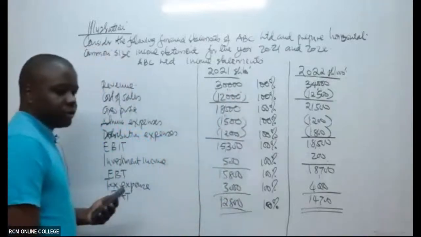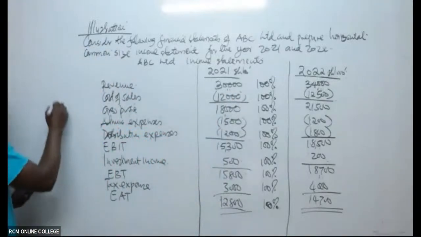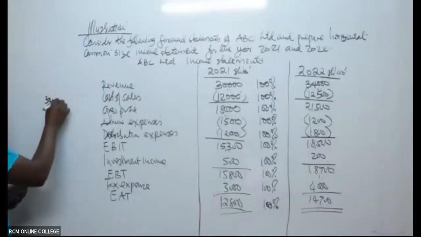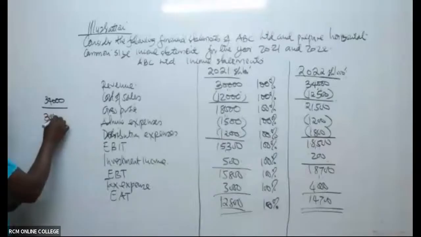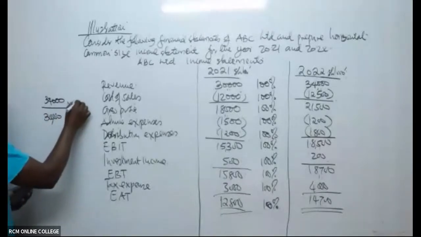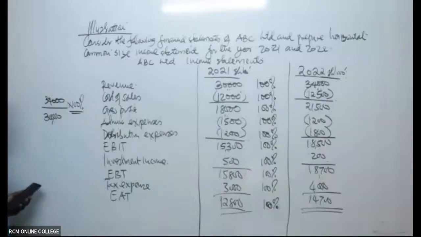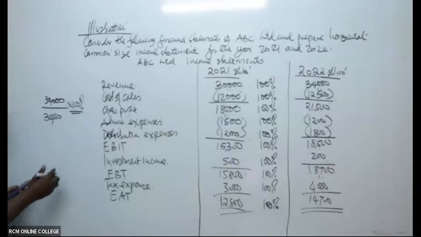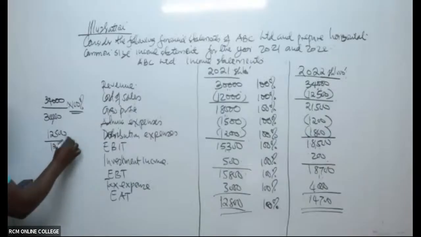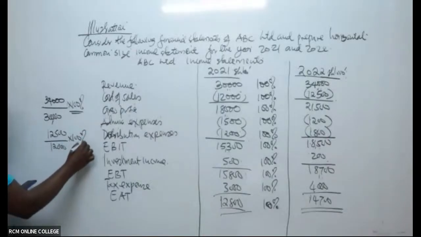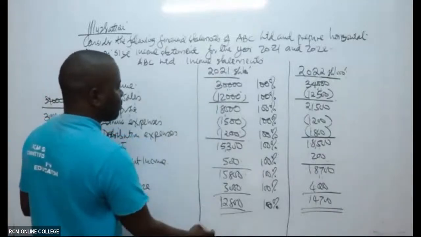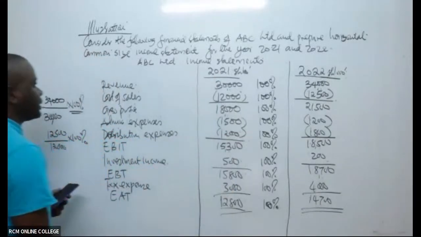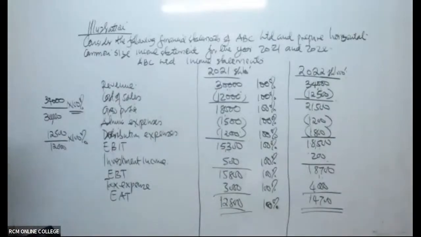What do you mean by this? If you're using that one as the base, you take 34,000 over 30,000 multiplied by 100%. The other one, you take 12,500 over 12,000 multiplied by 100%. You just do the same. Then of course, you see whether there was any improvement or decline in performance if you compare the two years.